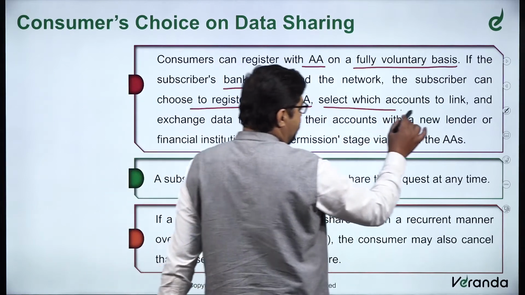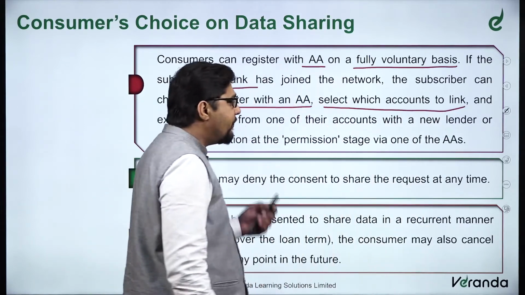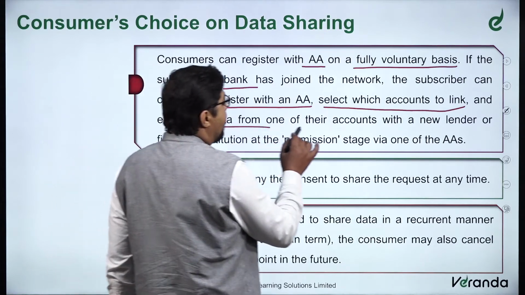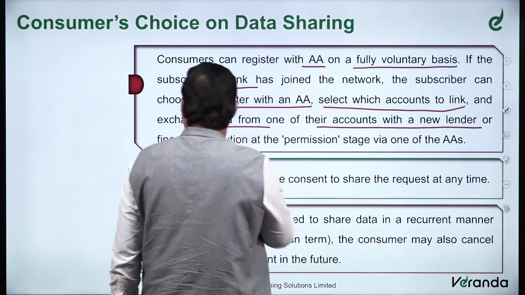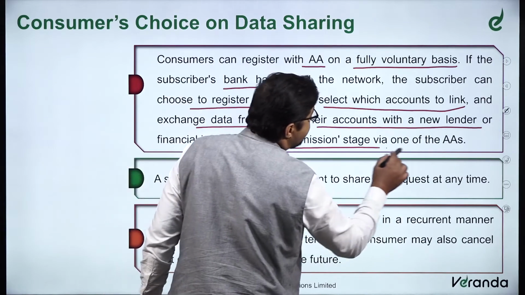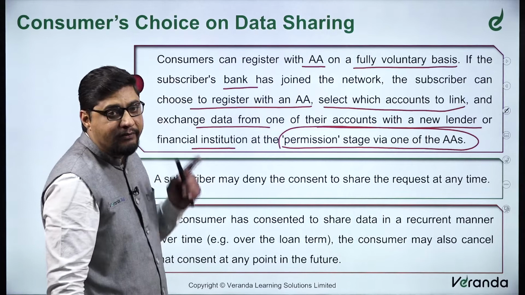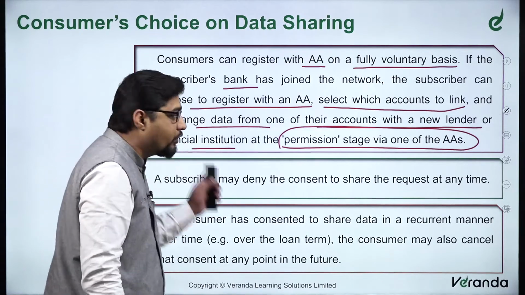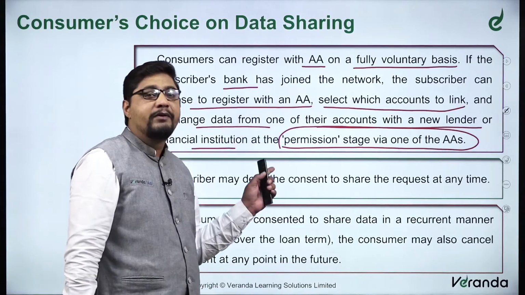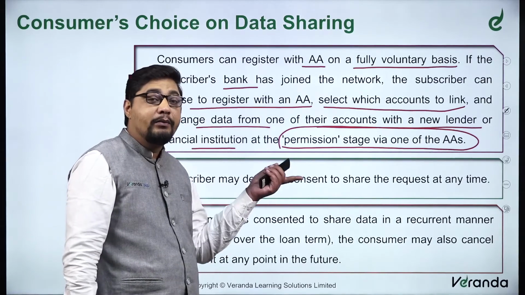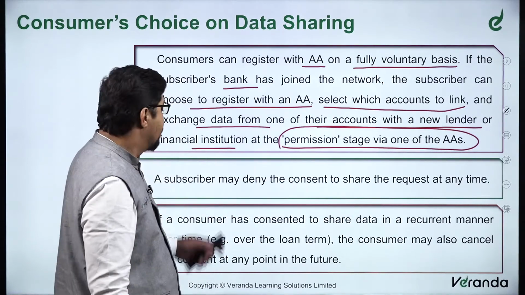So again, if there are multiple accounts, then you can decide which account is to be linked and exchange data from one of their accounts with the new lender or financial institution at the permission stage via one of the account aggregators. So they have to take the permission while sharing the information. So they have the choice whether to accept the account aggregator system first of all, and then the second point is whether to send the information. So they have the choice over here.